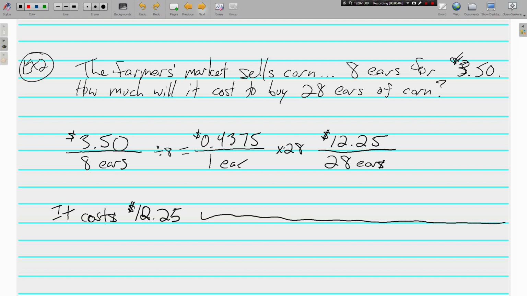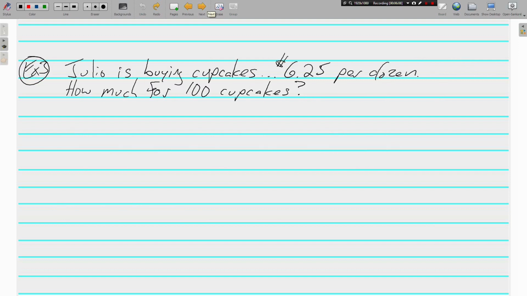One more example of using unit rates. Again, pause it if you need to. Julio is buying cupcakes. $6.25 per dozen. How much for 100 cupcakes? This one's a little different. It's because of the word dozen. You know how many are in a dozen?